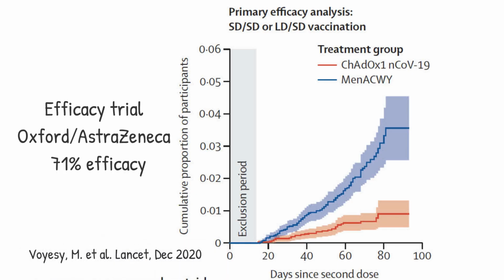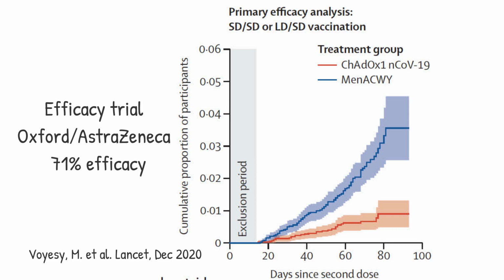An analysis of the Oxford AstraZeneca vaccine has been published in Lancet. The trial had 23,848 participants from the United Kingdom, Brazil, and South Africa, and requires 2 doses of vaccine. Control subjects received the meningococcal vaccine or saline. As you can see, the vaccine was protective. Compare the blue meningococcal vaccine recipients to those receiving the adenovirus, the orange line.